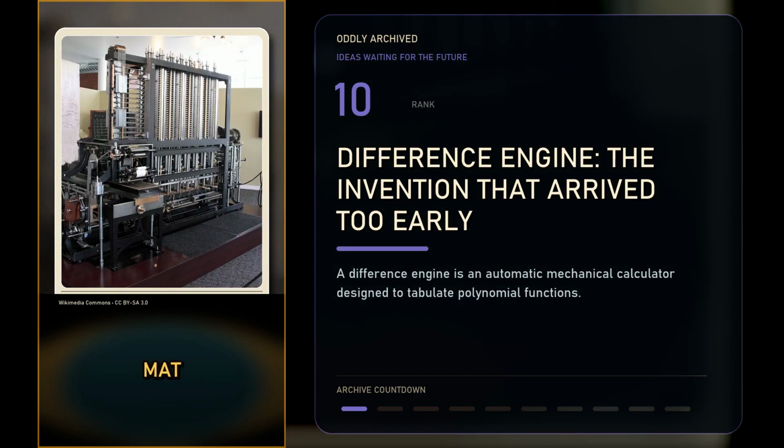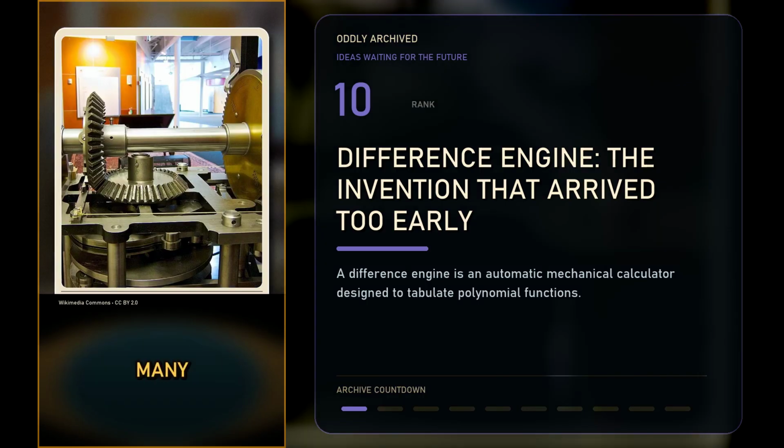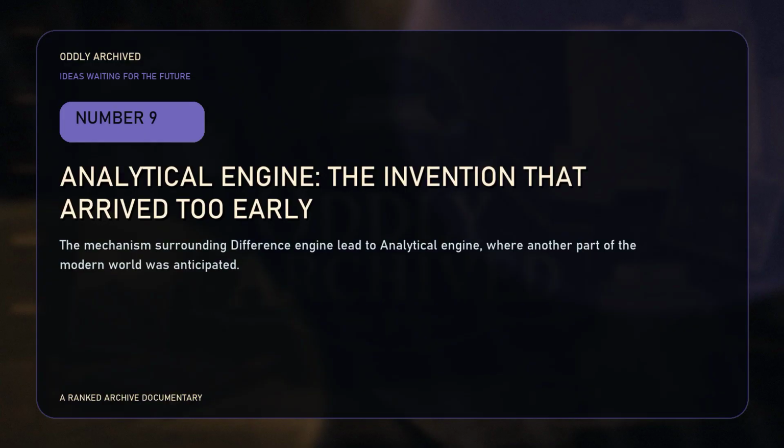Some of the most common mathematical functions used in engineering, science and navigation are built from logarithmic and trigonometric functions, which can be approximated by polynomials, so a difference engine can compute many useful tables. The mechanism surrounding the difference engine led to the analytical engine, where another part of the modern world was anticipated.